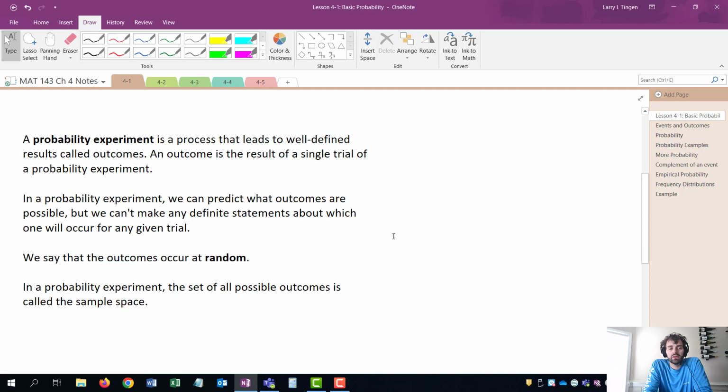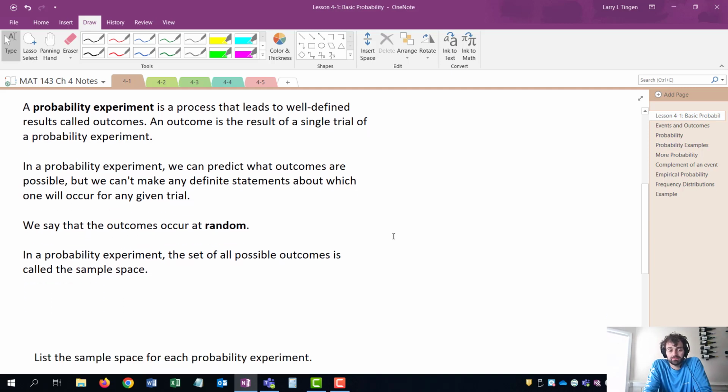Now, if the outcomes for the probability experiment come out random, that means there's nothing controlling them. We wouldn't say that something like shooting free throws or shooting three-pointers would be random because some people are better than others at it.